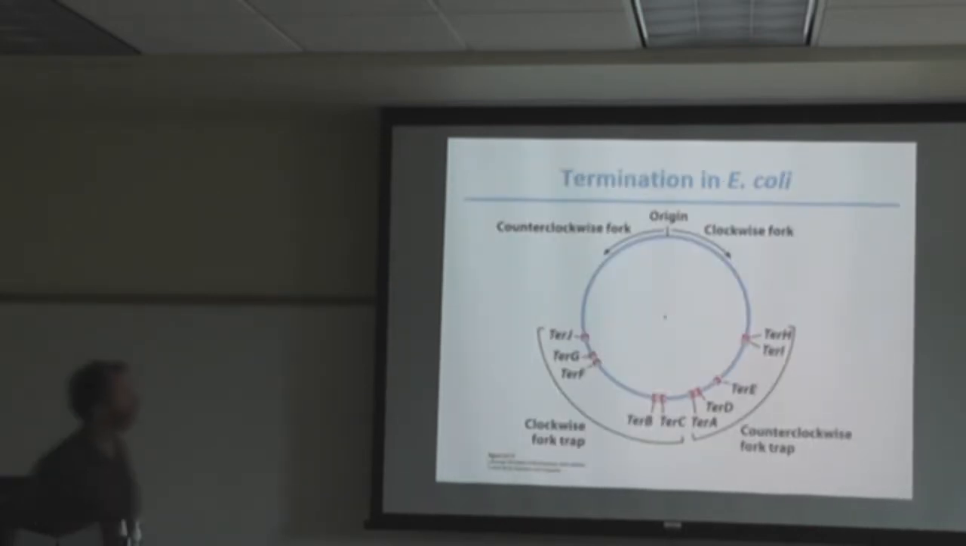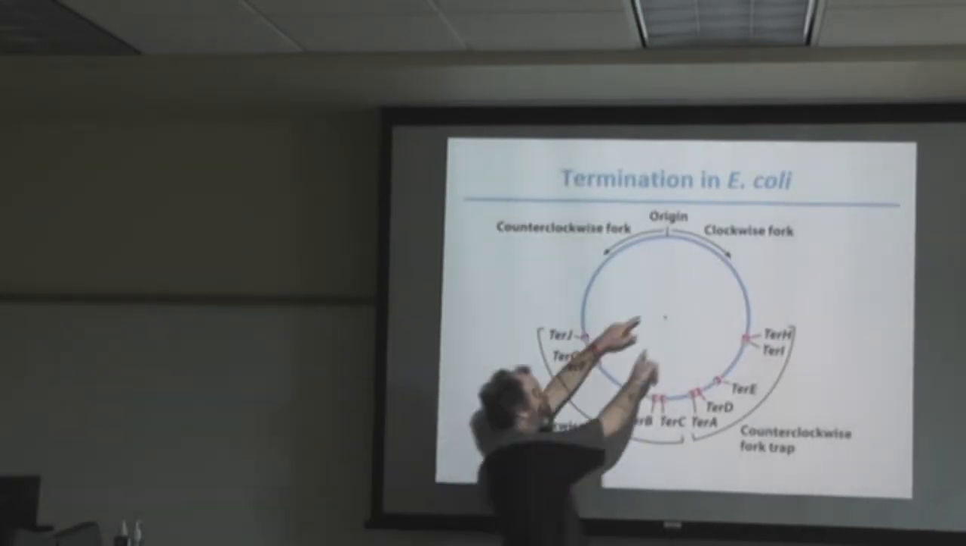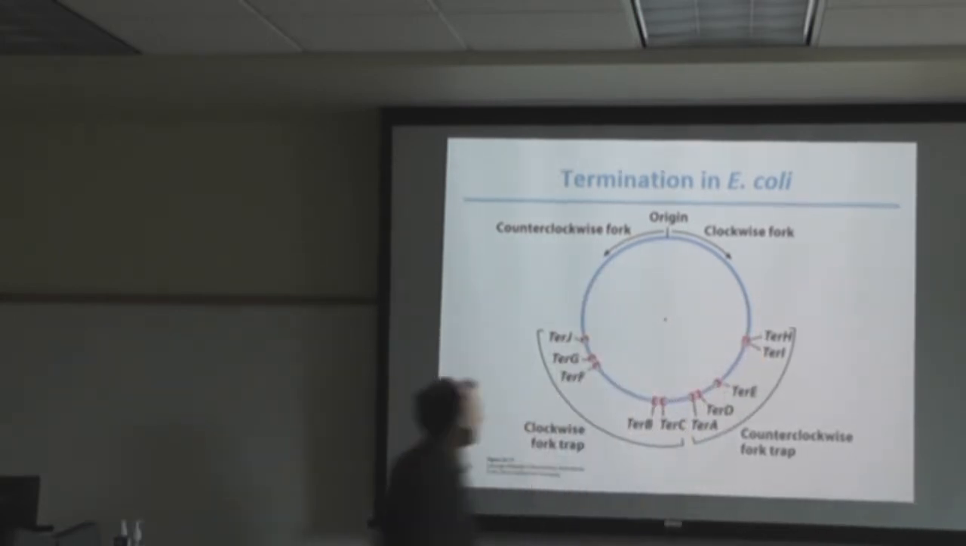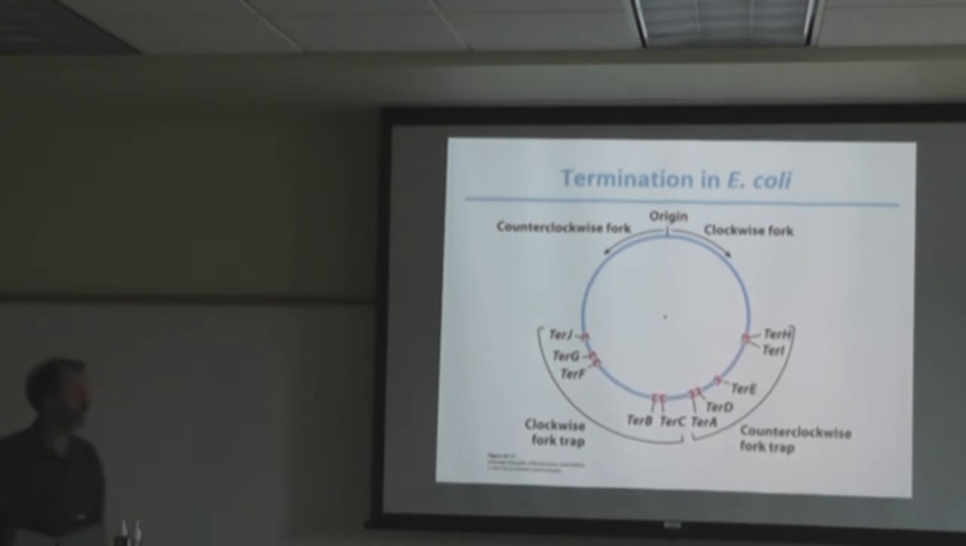So you get the origin, it starts here. Remember, E. coli has circular DNA chromosomes. It gets to the TER sites, and it forms the fork trap and terminates the DNA replication.